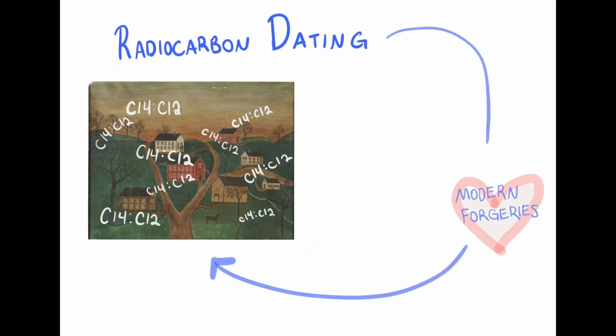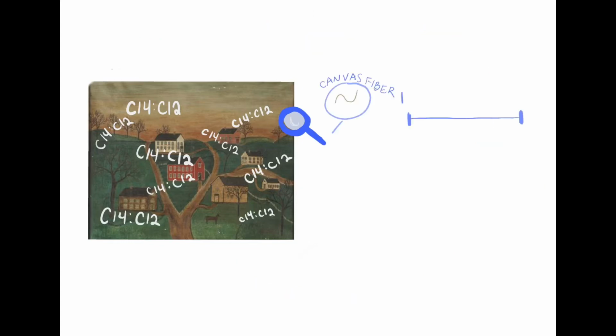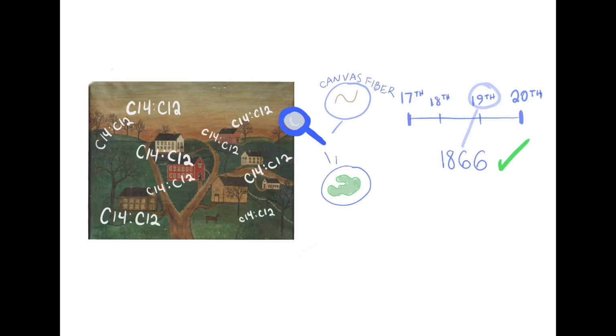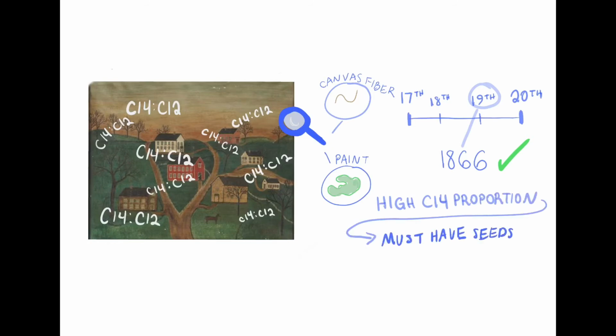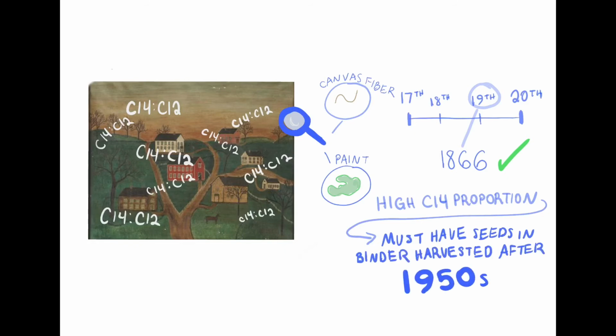Robert Trotter's forgery of Sarah Hahn's village scene was done on an old canvas, which analyses of its fibers tell us could have been made anywhere from the late 17th century to the mid-20th century. This time period would line up with the date on the back of the canvas, 1866. When the work was examined further, taking samples from the paint, researchers saw a high proportion of carbon-14 in the binder. That high proportion tells us that the paint's binder is made from seeds that weren't harvested until after the 1950s, possibly as late as 1989.